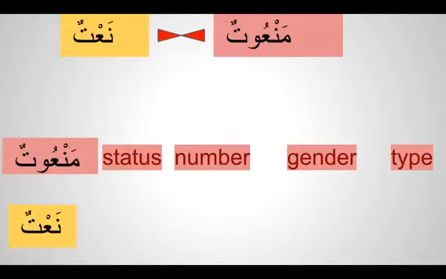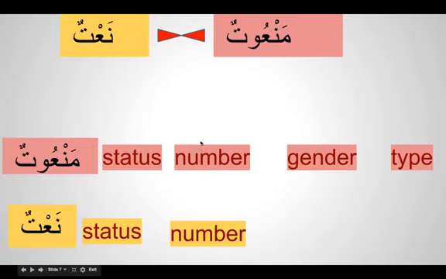If the man'ud has dhamma, fatha, or kasra, the naat will also have dhamma, fatha, or kasra. It will follow exactly the same vowel sign ending. So they both will have the same vowel sign. If the man'ud is singular, the naat will also be singular. If the man'ud is dual, the naat will be dual. If the man'ud is plural, the naat will be plural. So this is how you know it copies in every way.